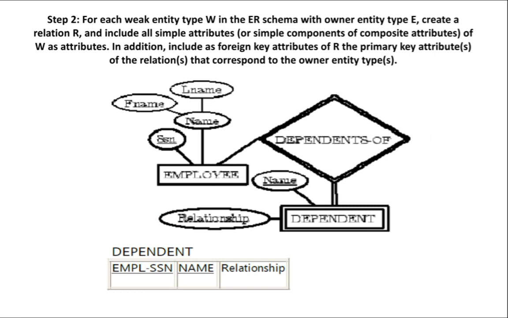In the second step, if you come across a weak entity, you have to create a separate table for the weak entity. After that, you have to include the primary key of the strong entity as the partial key in the weak entity. Here the employee SSN is a partial key in the weak entity dependent. You have to do that, right?